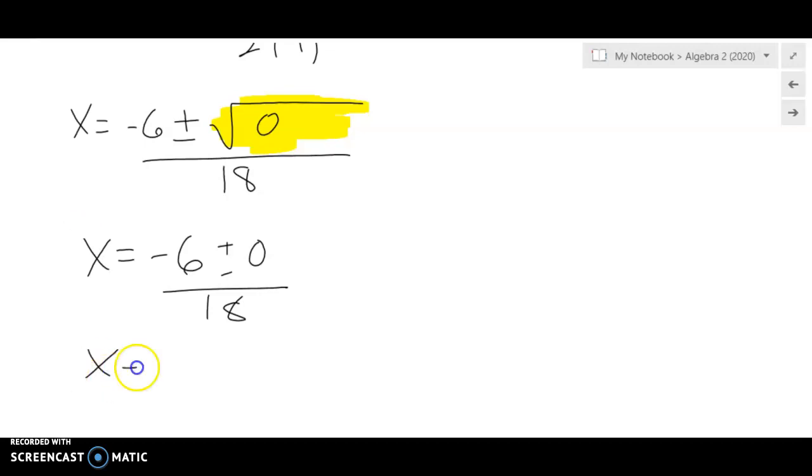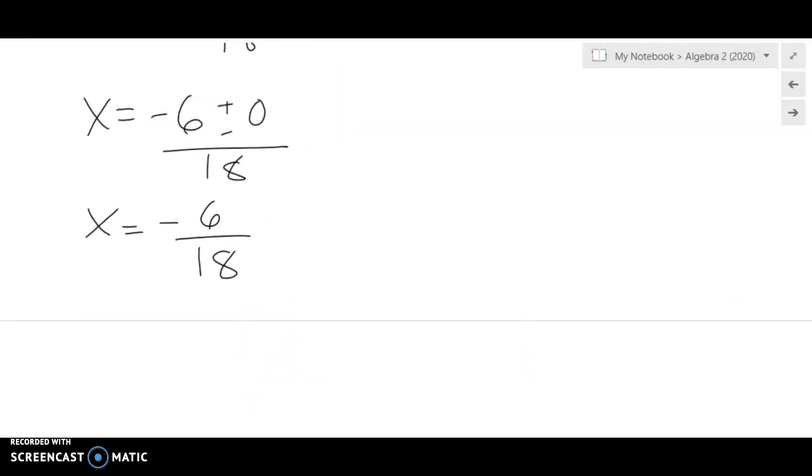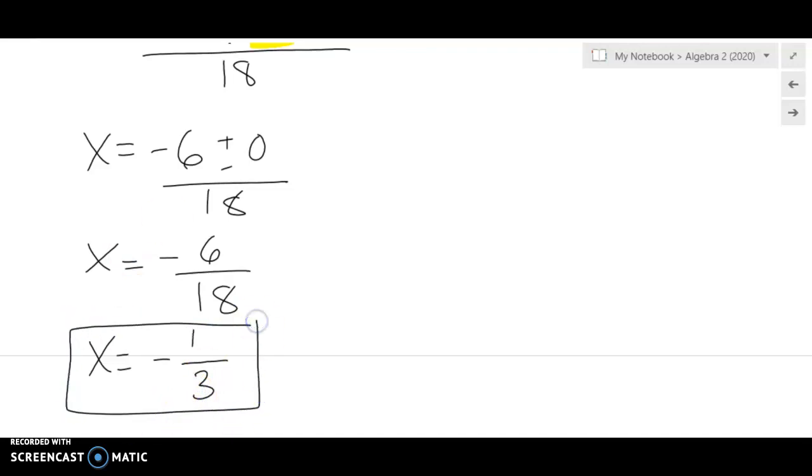So technically, all you have at this point is negative 16 over 18, because that 0 is not really affecting it. So that's a rare situation, but that could happen. And then you're always going to want to simplify as low as you can go. So I'm going to think about, how can I reduce this? How can I break this down? I know that 6 goes into 6 one time, and I know that 6 goes into 18 3 times. So I end up with x equals negative 1/3. And that would be my answer.